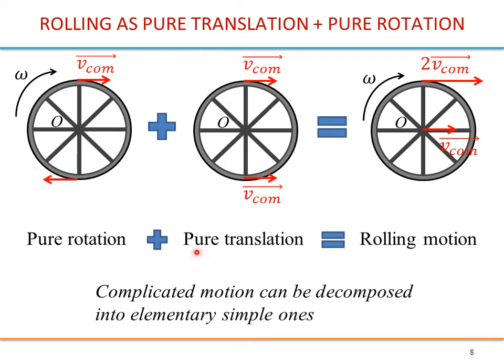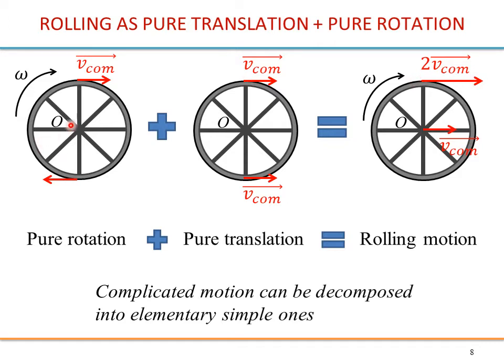Pure rotation. Now let's look at pure translation. If this wheel is just moving in translation, so no rotation, at Vcom, then any point on that wheel has the same velocity Vcom. In particular, this point and this point are moving at Vcom, and this one also. So if we just sum the velocities for all the points in this wheel, this one plus this one, we obtain that. Let's take this point in particular. We have Vcom plus Vcom, indeed equal to 2 Vcom.